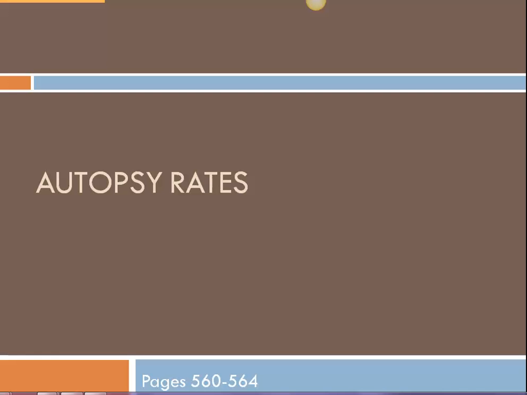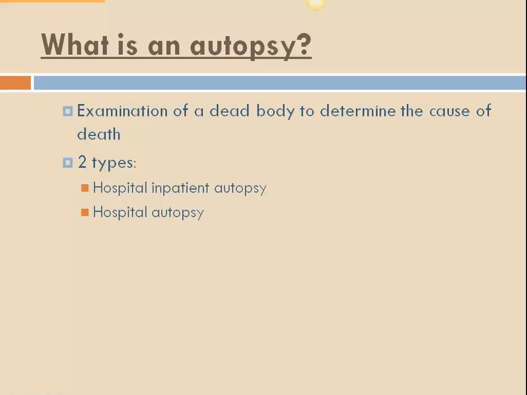The next type of rate that we'll be covering is the hospital autopsy rates. These rates are covered in your textbook on page 560 to 564. The first thing that you need to be familiar with when thinking about these rates is the definition of an autopsy. And most of us are a little bit familiar with this process, whether it's from television or experience in the workplace if you work in the healthcare field. But the definition of an autopsy is examination of a dead body to determine the cause of death.